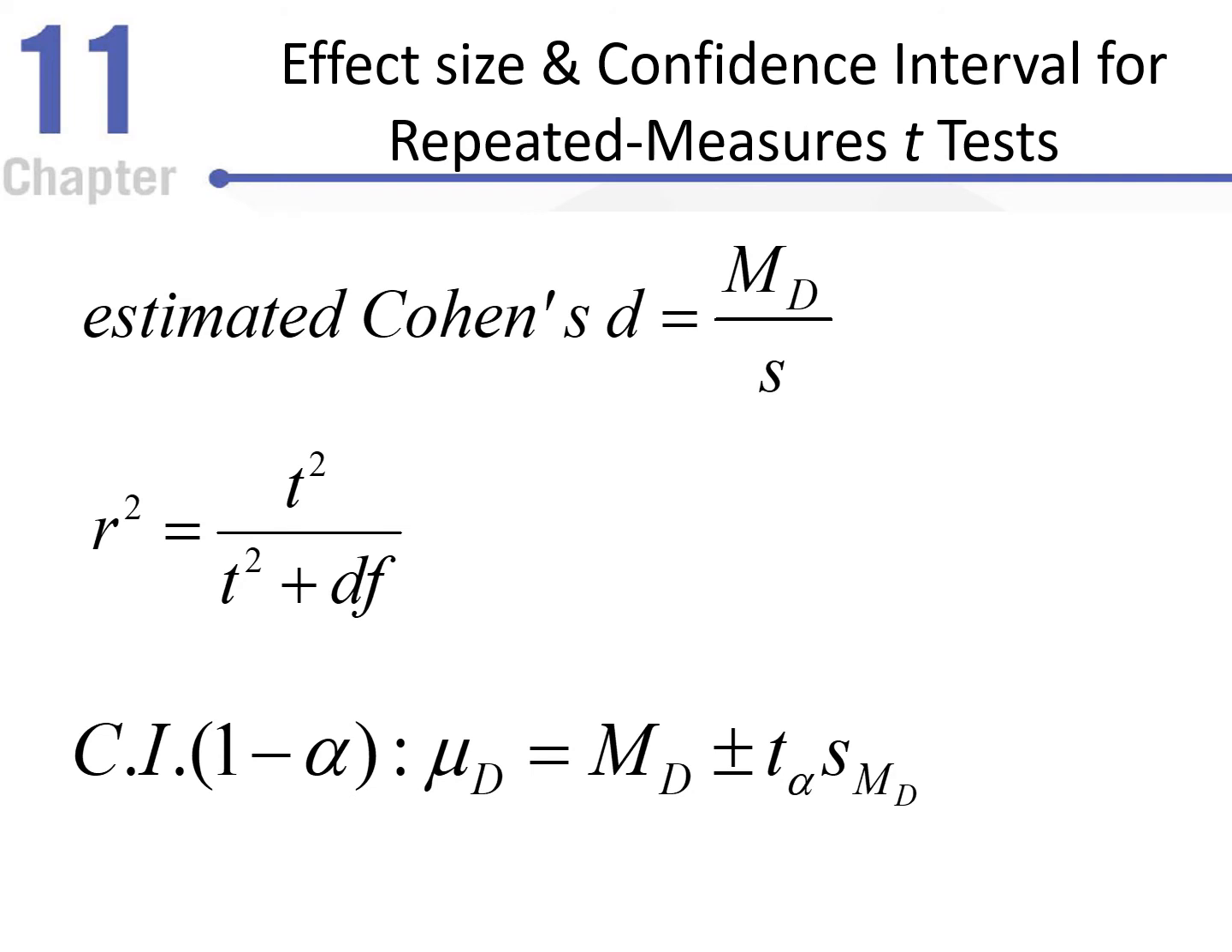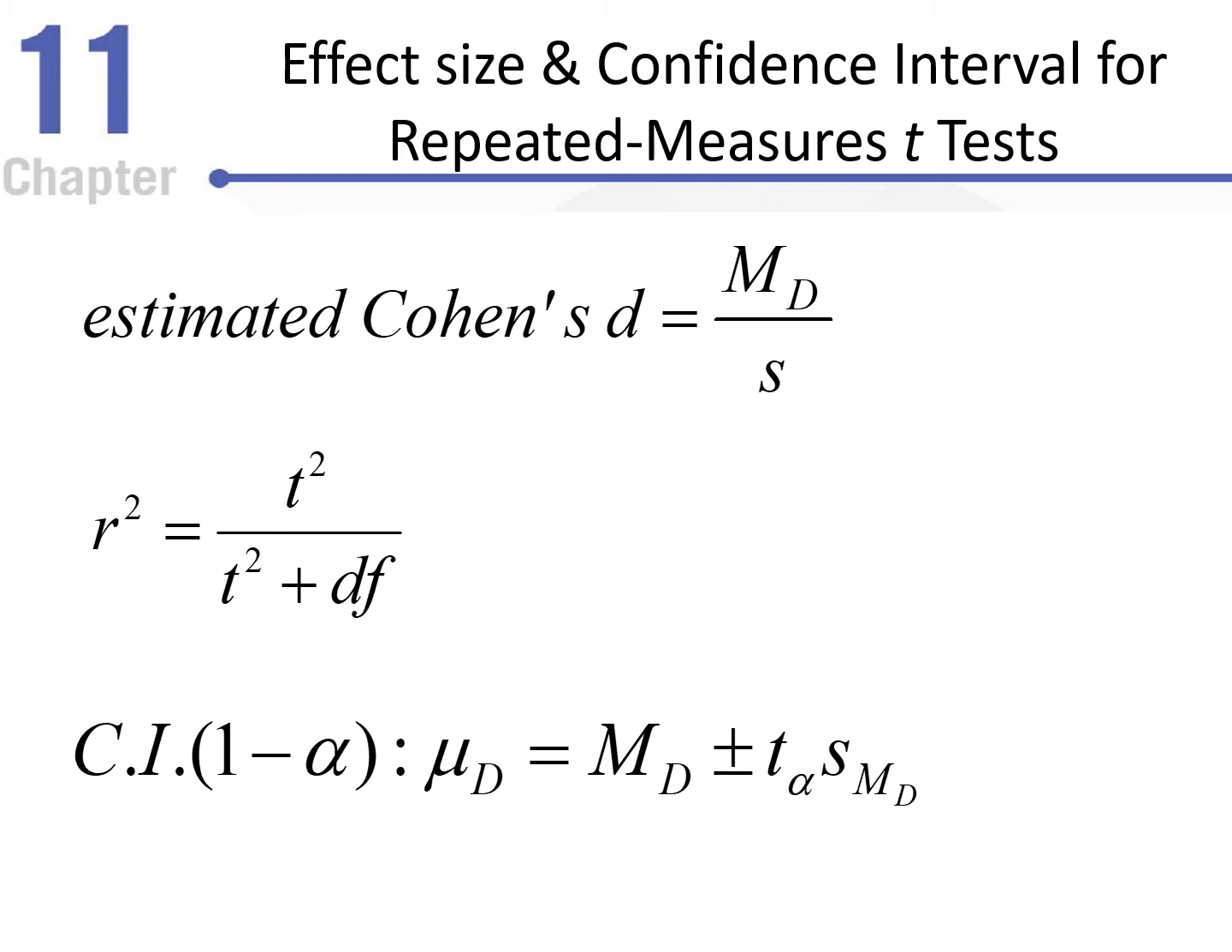To find effect size measures, you can use Cohen's d again. This is the mean of the difference scores divided by the standard deviation of the difference scores. Or you can compute r squared, which is the proportion of variance accounted for. That's equal to t squared over t squared plus the degrees of freedom. In this case, the degrees of freedom are n minus 1. The number of difference scores minus 1 is your degrees of freedom here.